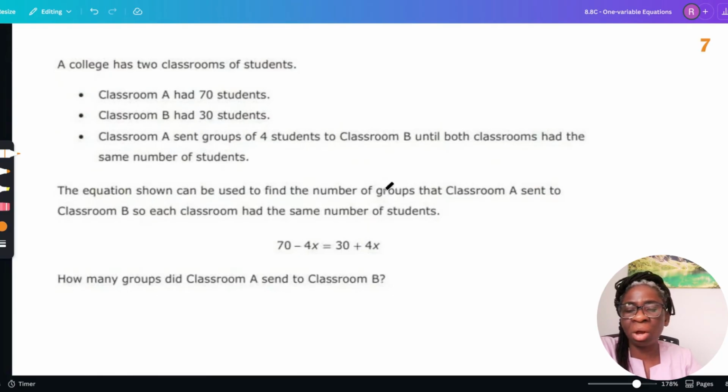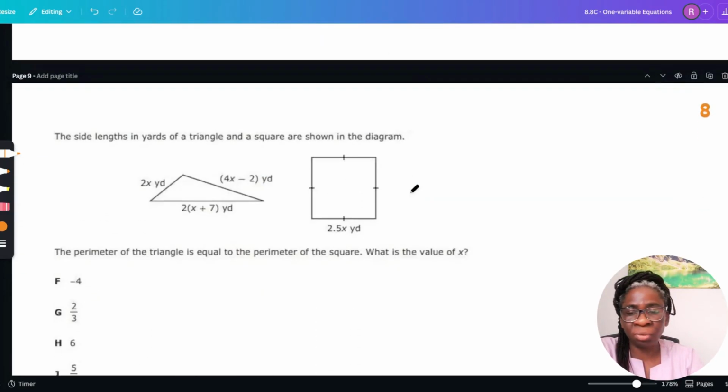This one says a college has 2 classrooms of students. Classroom A had 70 students. Classroom B had 30 students. Classroom A sent groups of 4 students to classroom B until both classrooms had the same number of students. The equation shown can be used to find the number of groups that classroom A sent to classroom B. How many groups did classroom A send to classroom B? They've written out the equation for you, so you just need to find the value of x. Now let's move to the next one.